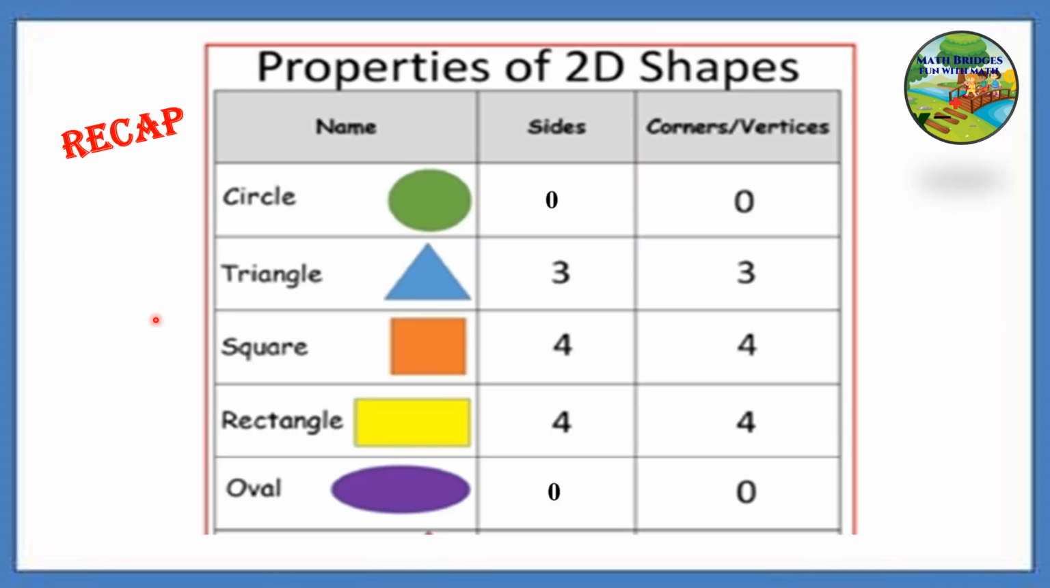Say recap slide. You can see the properties of two-dimension shapes or plane shapes. How many sides and corners or vertices are there for circle, triangle, square, rectangle and oval, which we have seen in these slides. You can note down in your book and you can revise this.